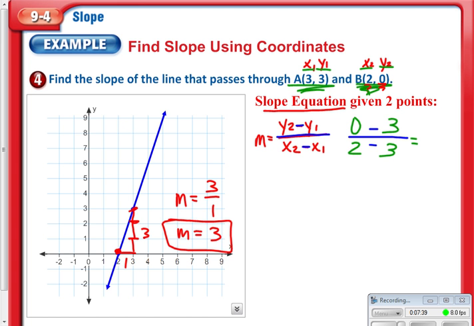Now solve. 0 take away 3 is negative 3, over 2 take away 3 is negative 1. Negative 3 over negative 1. When you divide a negative by a negative, you get a positive 3 over 1. So your slope is positive 3 over 1, which reduces to 3.